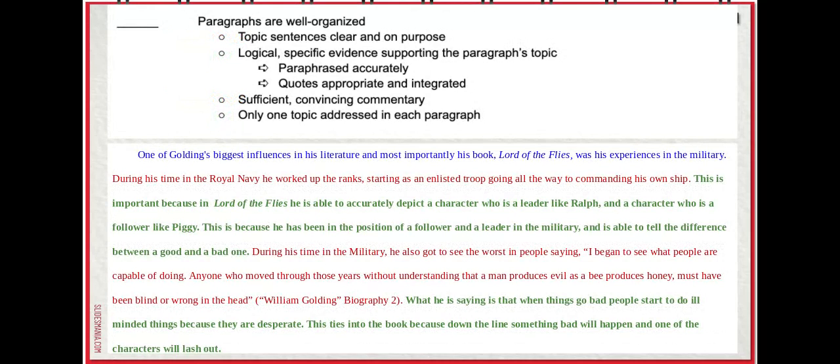Okay, then we have this one. This is a perfect paragraph. One of Golding's biggest influences in his literature, and most importantly his book, The Lord of the Flies, was his experience in the military. Short, concise topic sentence.